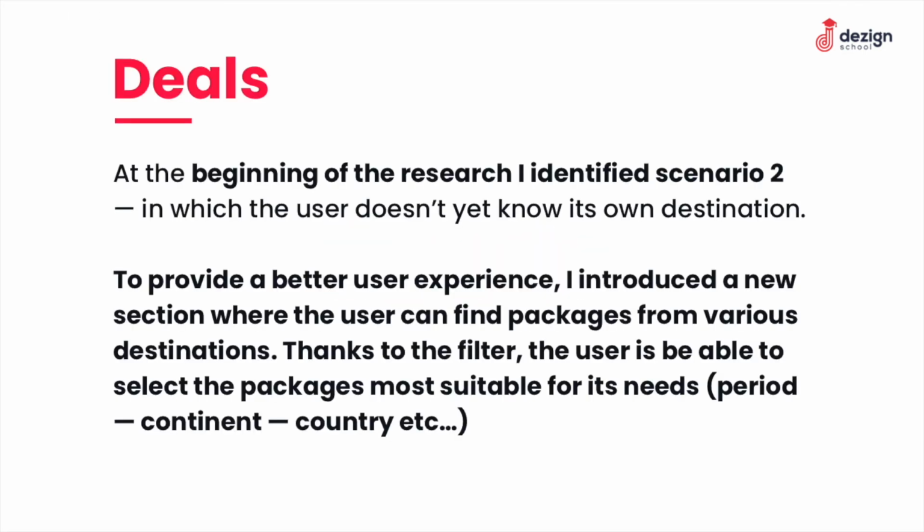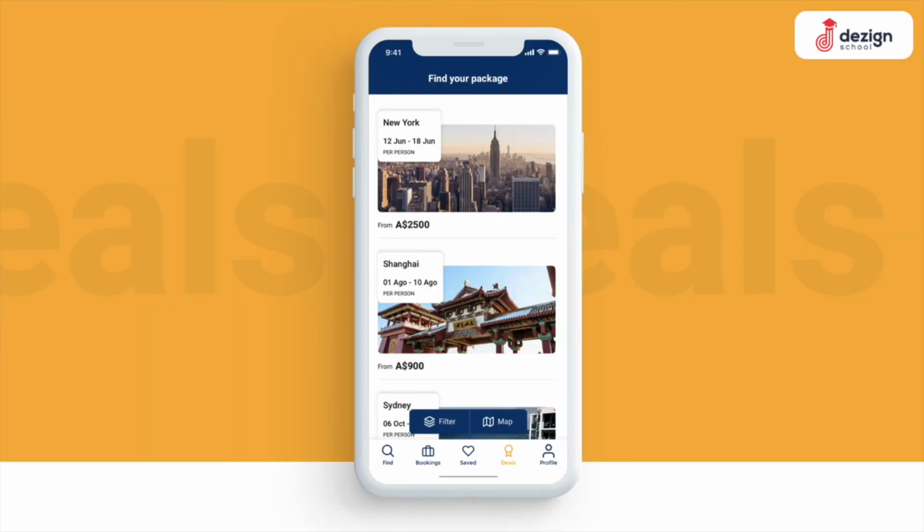Deals. At the beginning of the research, I identified scenario 2, in which the user doesn't yet know their destination. To provide a better user experience, I introduced a new section where the user can find packages from various destinations. Thanks to the filters, the user is able to select the package most suitable for their needs. The design of deals is like this. At the bottom, we have shown the filter. In the deals, we show the deal pictures, location name, date, and per person charges. So the user can easily choose any deal according to their interest.